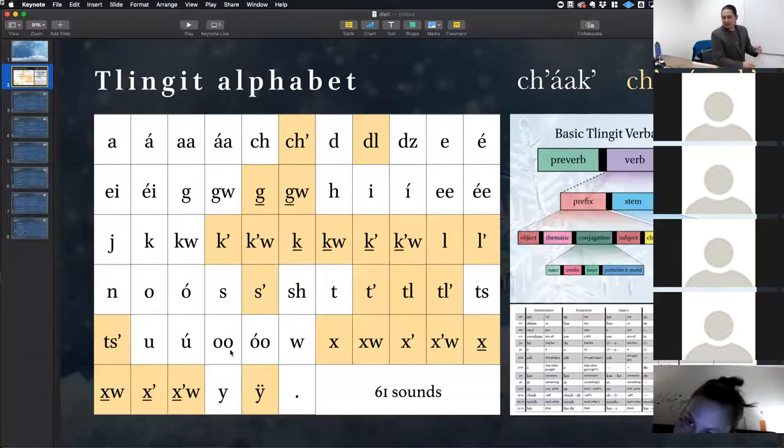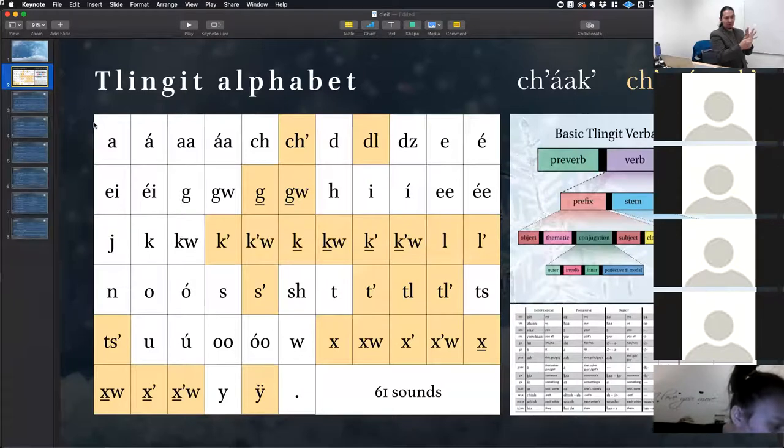But the one thing, so we look at this. The way I like to think about vowels in Tlingit is that there are four vowels. And each of those four have four variations. It can be short or long. It can be low or high. And it's going to move. Sometimes it's going to move back and forth.